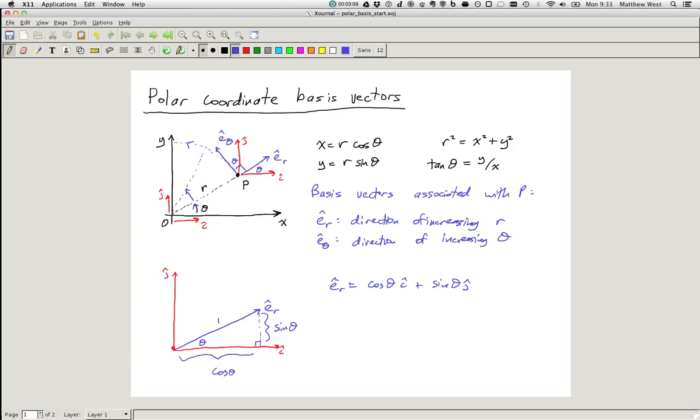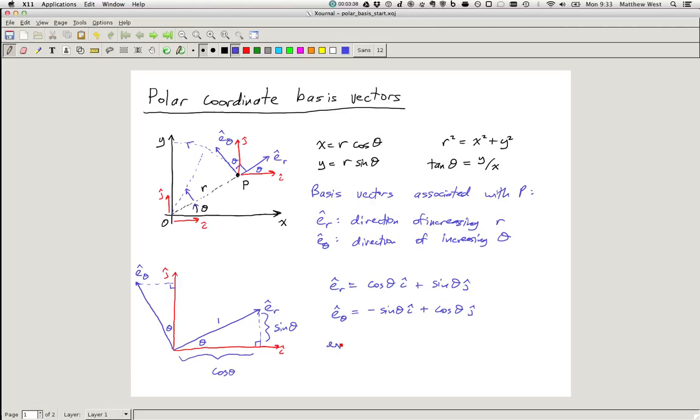Now similarly, we can come over here and look at e_theta hat, where now this angle is theta, and again we draw our perpendicular line, and now the vertical distance here is cosine theta and the horizontal distance is sine theta. But the horizontal distance is in the opposite direction to i, so that's negative sine theta i hat plus cosine theta j hat.